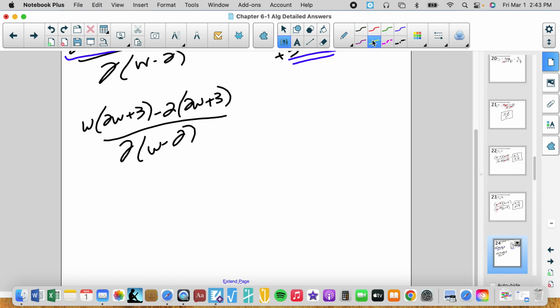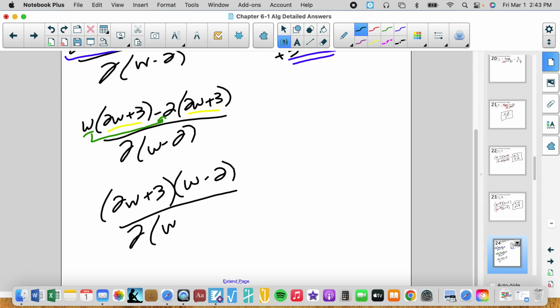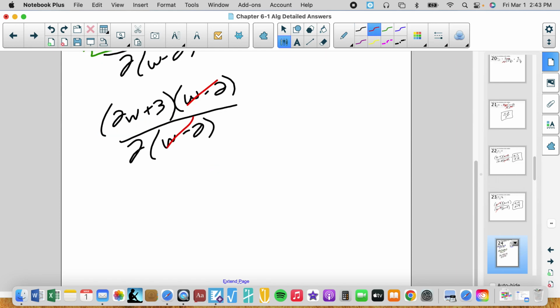These are the same, so we know we did that correctly. We're going to factor that out. That's a 2w plus 3, and that leaves us with w minus 2. W minus 2 over 2 times w minus 2. The w minus 2 cancels. That leaves us with 2w plus 3 over 2.